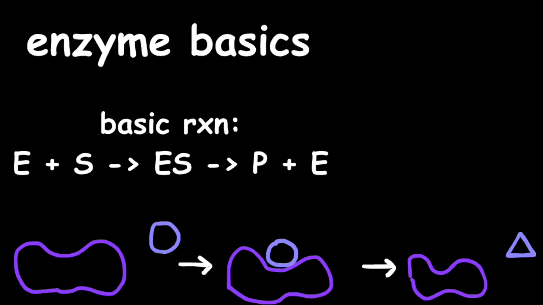Enzymes are proteins that help catalyze reactions. They do this by stabilizing the transition state of a reaction, and that lowers the activation energy. In a basic enzyme reaction in kinetics, enzyme plus substrate forms an enzyme-substrate complex, and then the product is formed and released, and the enzyme remains the same. We're ready for the next substrate.